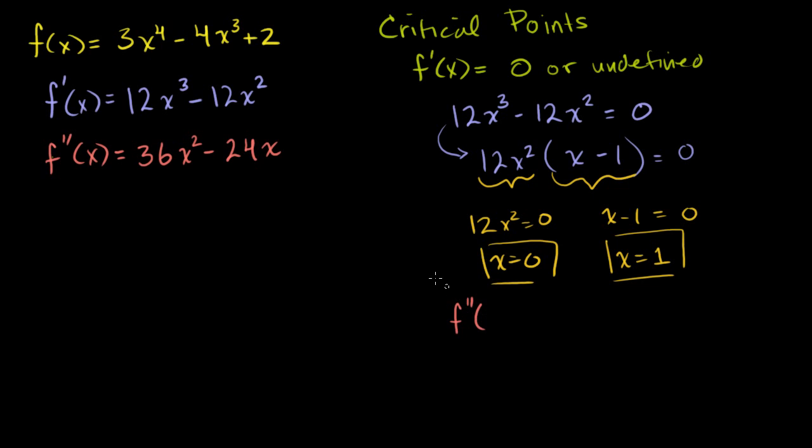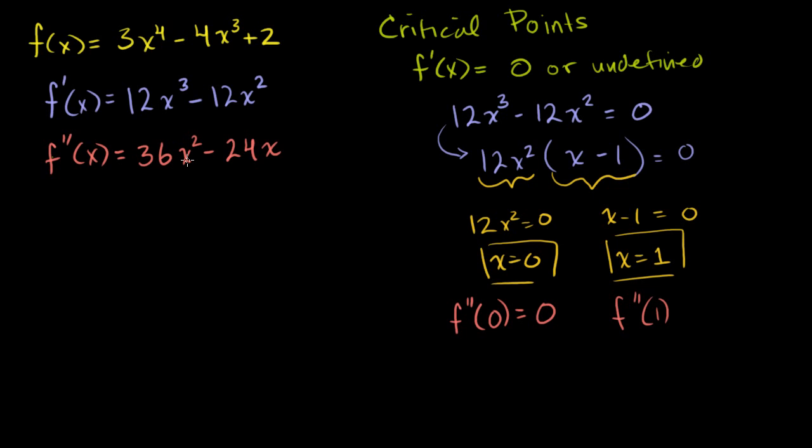So f prime prime, our second derivative at x is equal to 0, is equal to what? It's equal to 36 times 0 squared minus 24 times 0. So that's just 0. So we are neither concave upwards nor concave downwards here. It might be a transition point, it may not. If it is a transition point, then we're dealing with an inflection point. We're not sure yet.